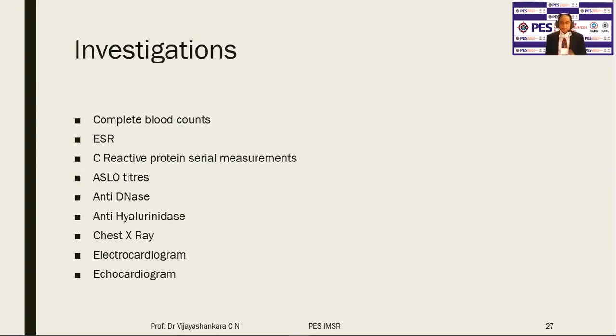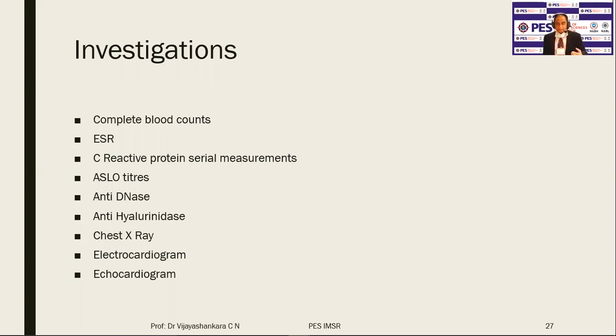Investigations. What investigations would you like to order? Yes, you would like to look at the complete blood counts and then look at the ESR and C-reactive protein, which have to be serially measured. And then you do an ASO titer, which has to be serially measured. Anti-DNase B, which has to be serially measured. Anti-hyaluronidase is another anti-streptococcal antibody, which has to be serially measured.